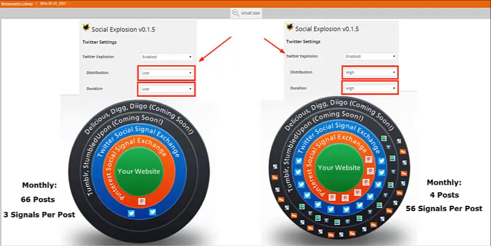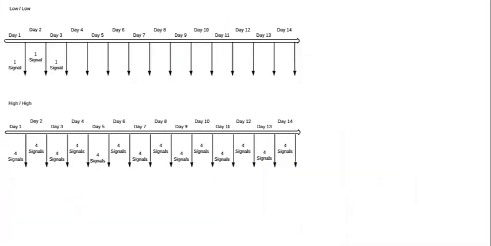But just to look at the 2 extremes so you get an idea of what's going on, if you set the distribution to low, that means you're going to get 3 signals per post. You can see that you've got the 3 signals per post in the round image there. And you can also see over on the timeline that the duration is for 3 days, an average of 3 days, and you're going to get an average of 1 signal per day. So in other words, the distribution, when it's set to low, is 1 signal per day. And the duration, when it's set to low, is 1 signal per day.